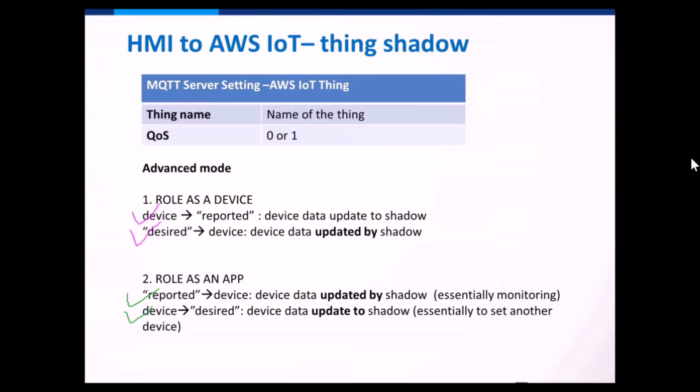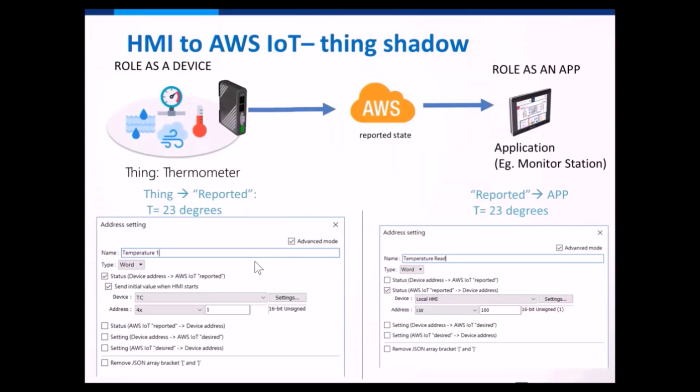Okay, a more concrete example. Just before, my thermometer, the device on the left, is trying to report its temperature. We're using the advanced mode, but here I'll choose from device to AWS IoT reporting. So I'll take this one only, and I'll use an address with the data that I have, maybe from some temperature thermocouple.